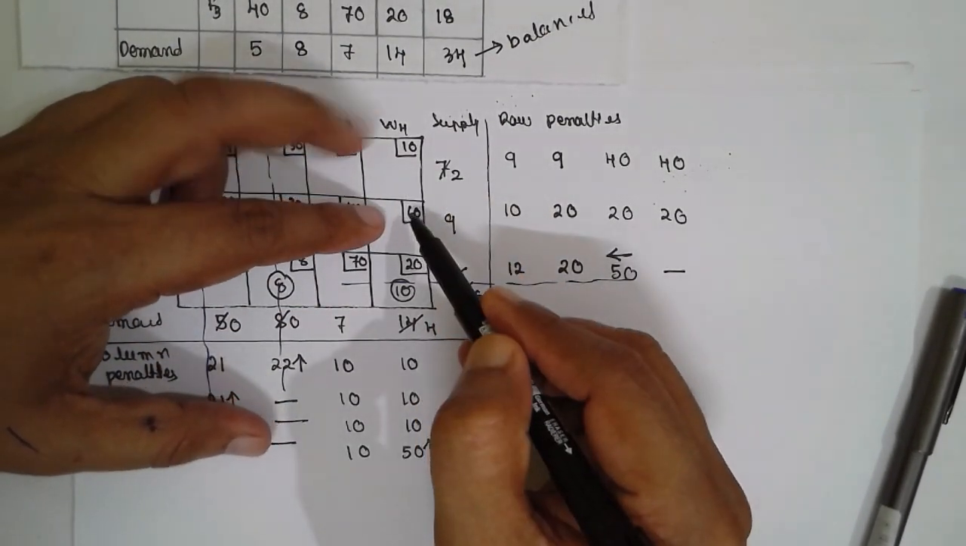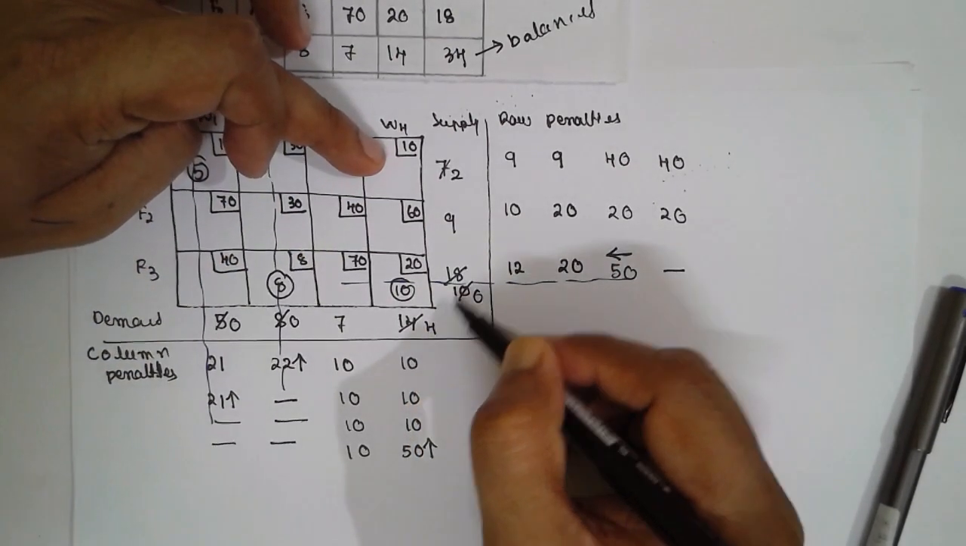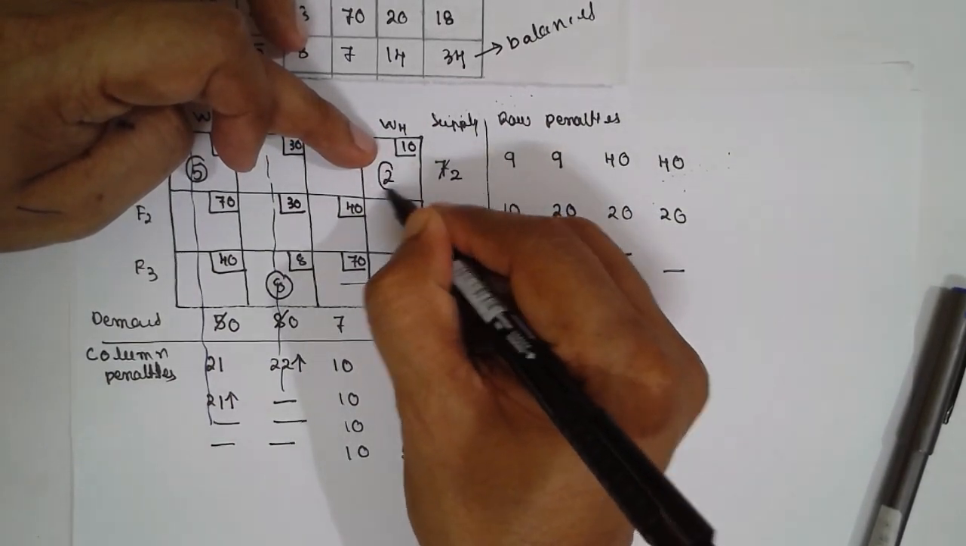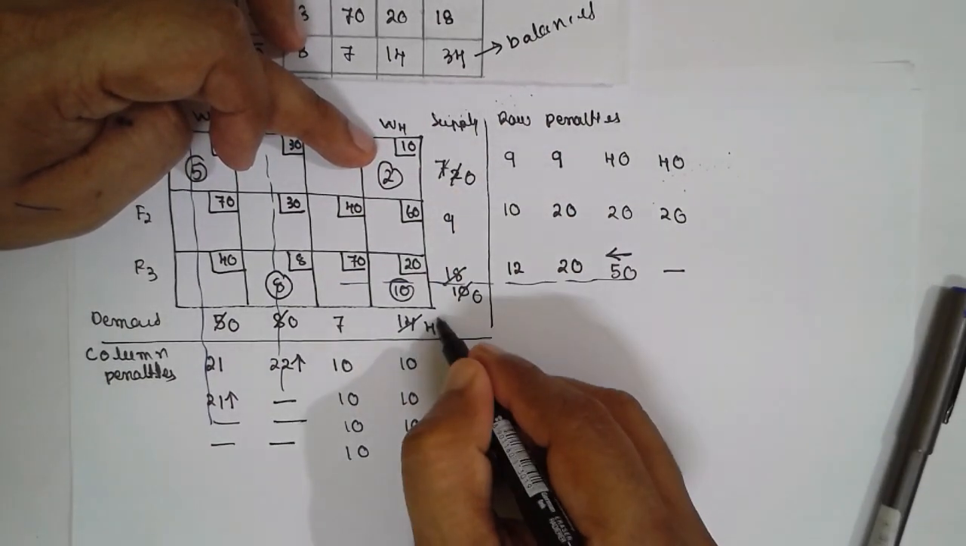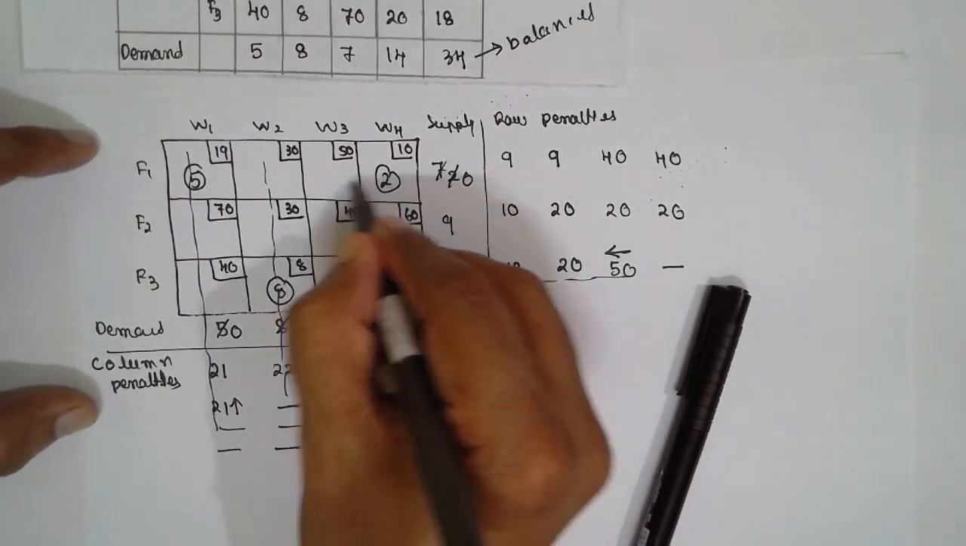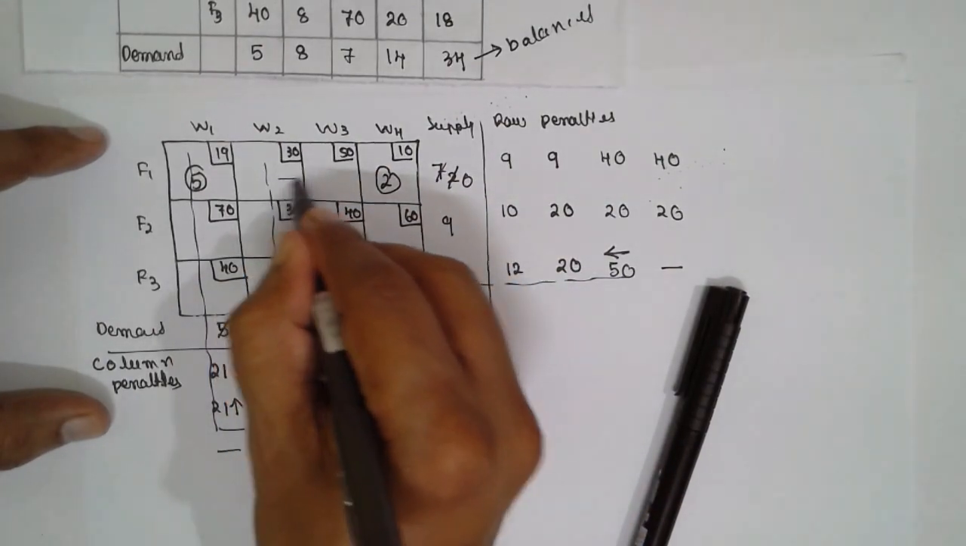In this column, you have to select the smallest. Smallest is 10. See the supply and demand. Supply is 2 here. Smaller value, write 2. This becomes 0 and this becomes 2 here. And eliminate this part. Eliminate. Completely you have to eliminate it.